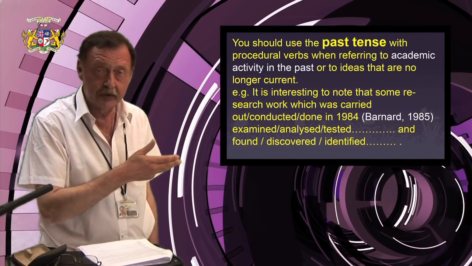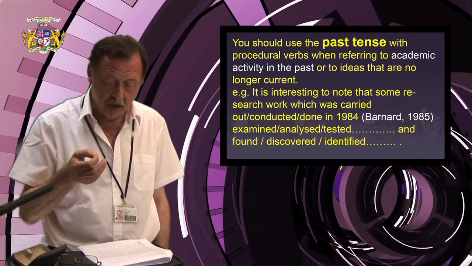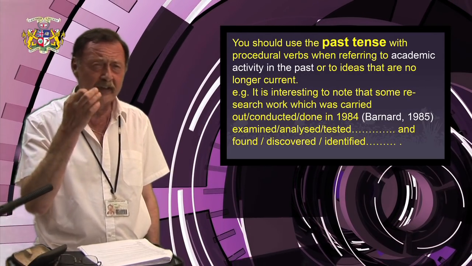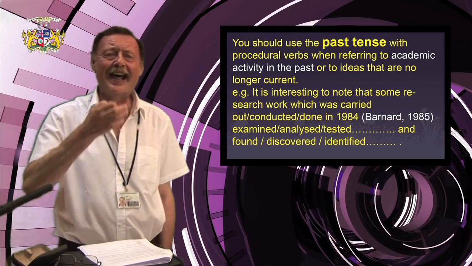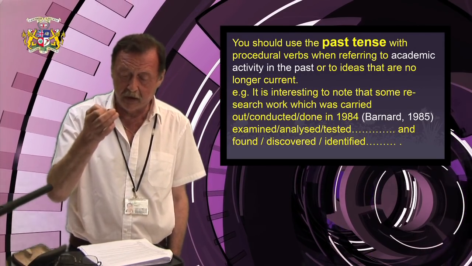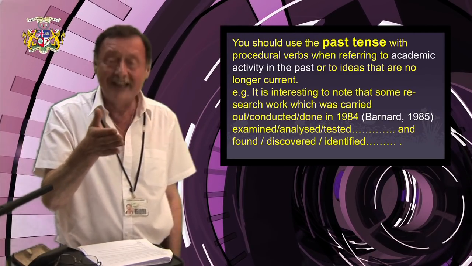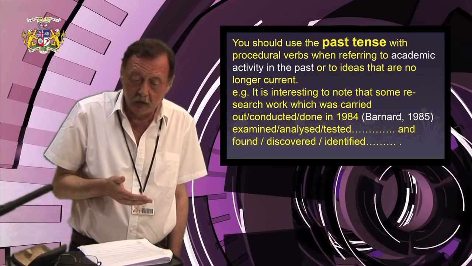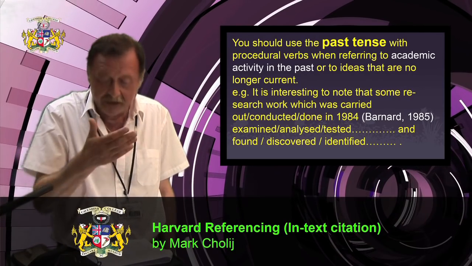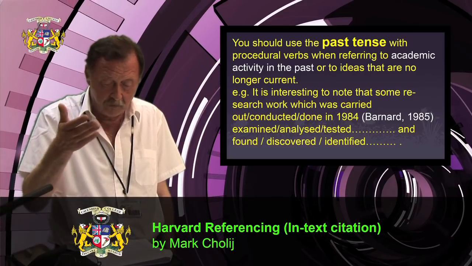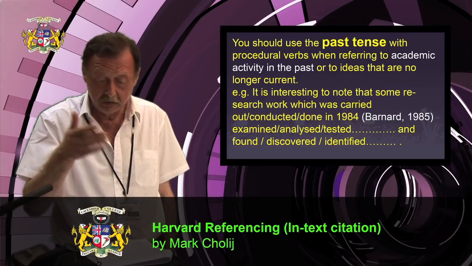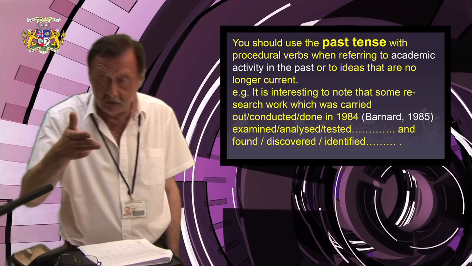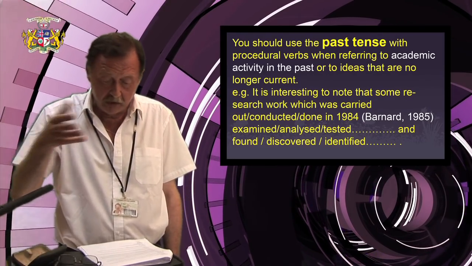You should use the past tense, this is an important one, with procedural verbs when referring to academic activity in the past. I'm going to emphasize that. Past verbs are for academic activity, not conclusions. Activity in the past, or when you're referring to ideas that are no longer current. So, for example, it's interesting to note that some research work which was carried out, conducted, done in 1984, Barnard in 85, examined, analyzed, tested, and found, discovered, identified, and so on. Keep it on that level.